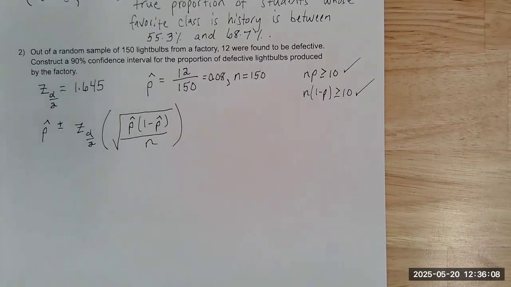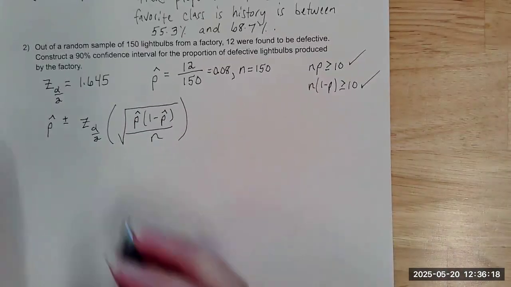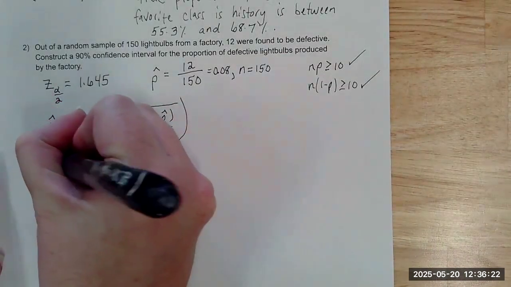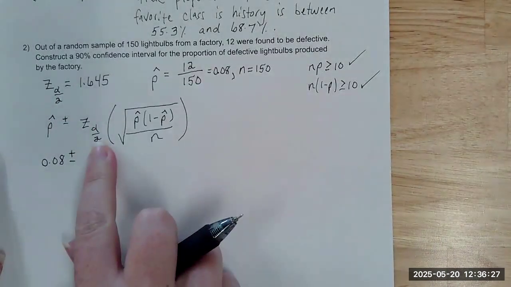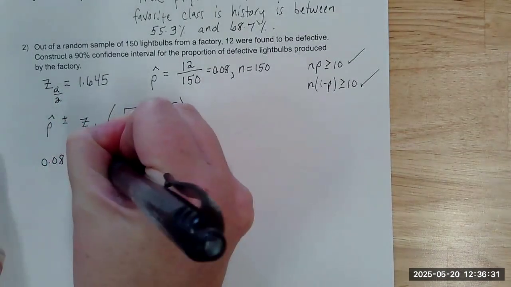It just means that the accuracy of our answer gets called into question if we don't meet those minimum conditions. But we didn't have that problem for this one, so we're good to move forward. Our p hat was 0.08 plus or minus. The z alpha over 2 for a 90% confidence interval was 1.645.